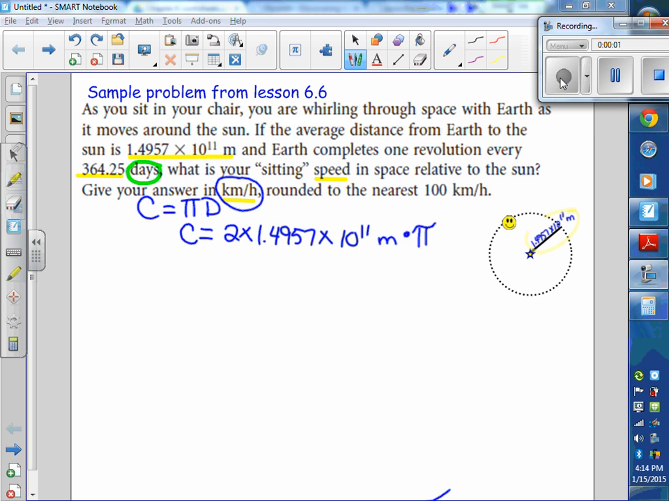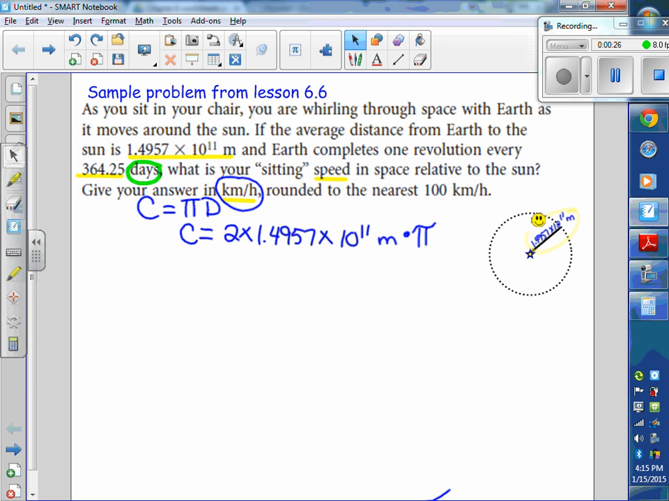I'm just going to do a sample problem from lesson 6.6. This is not a very complicated problem, but it does involve converting units. And we talked about dimensional analysis, so this is just a sample. If you read the problem, you're sitting in your chair, whirling around space with Earth as it moves around the sun. So we're here, going around the sun.